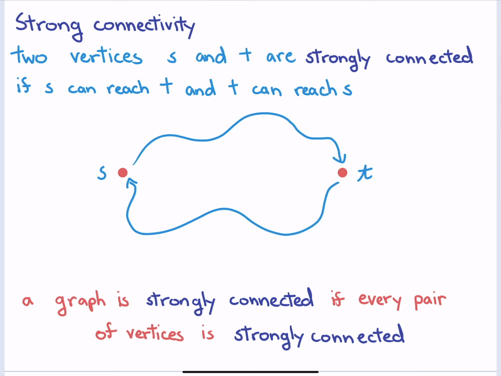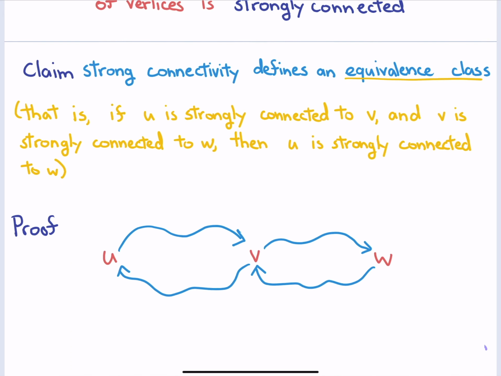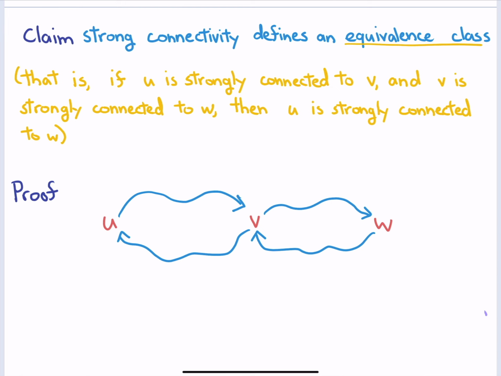Okay, fine, simple enough. Okay. Sort of a technical claim and probably not a surprising one.